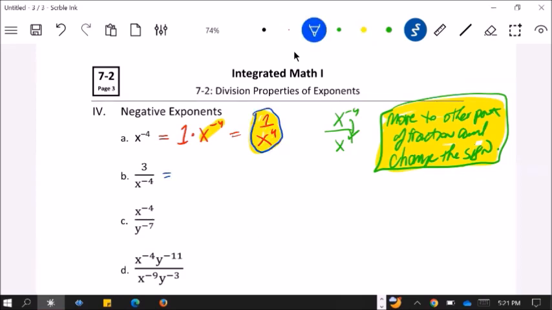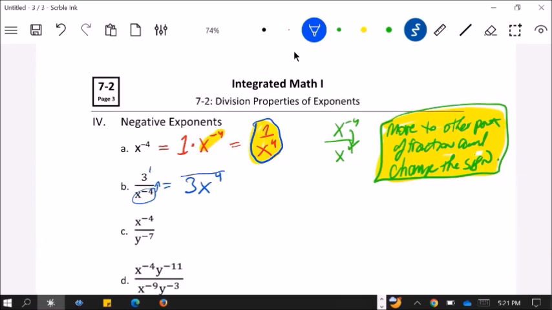Now look at the next one. We have a 3 on top. We're going to have a negative 4 exponent, so we bring it up to the top, but we change the sign. And that's really all you have to do. The 3 is not affected because that has a positive 1 exponent. So there's no change for that. Now on the next one, oh, there's 2 negatives. I'm going to change both of them.